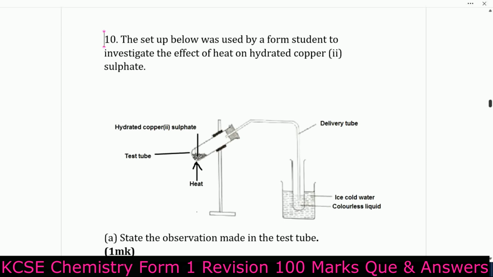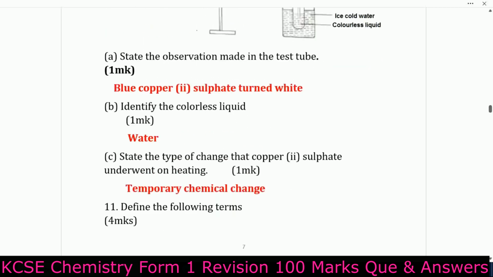Then we have a test tube. It is on a test tube. It is heated. Then we have delivery tube. Then we have ice cold water and colorless liquid. We are told, state the observation made in the test tube. The observation made is that blue copper 2 sulfate turned white. Blue copper 2 sulfate turned white.